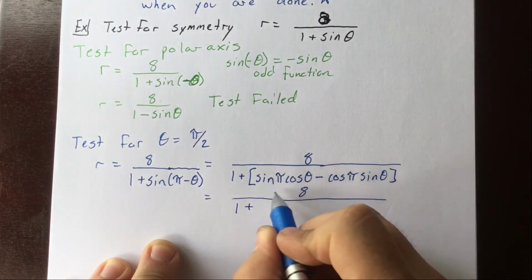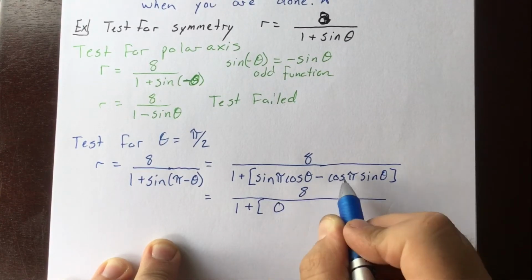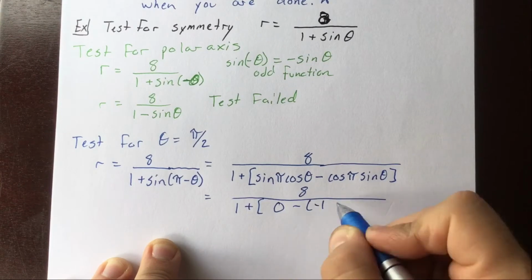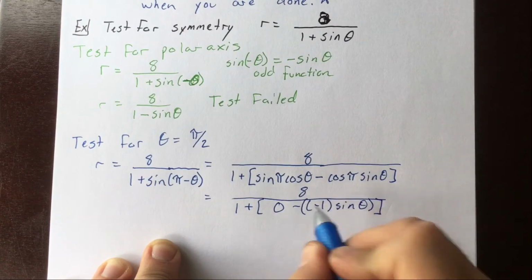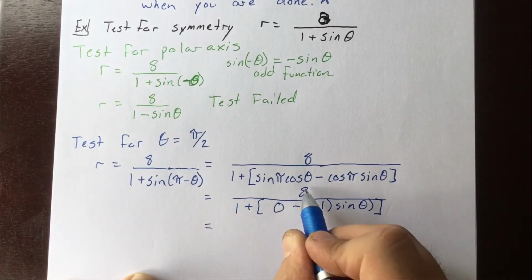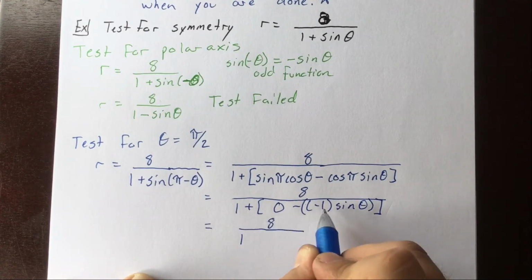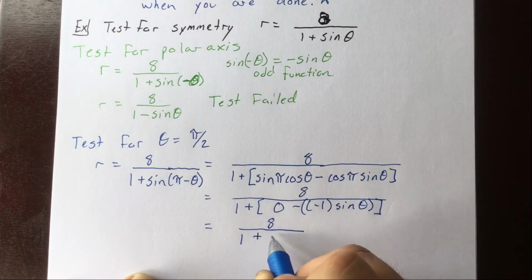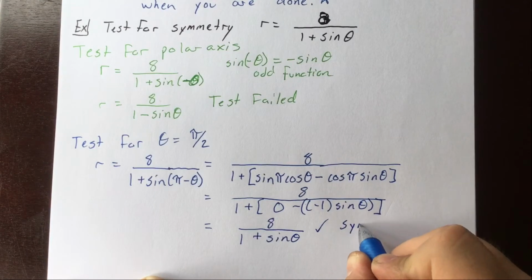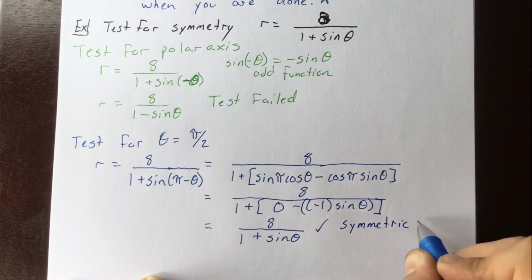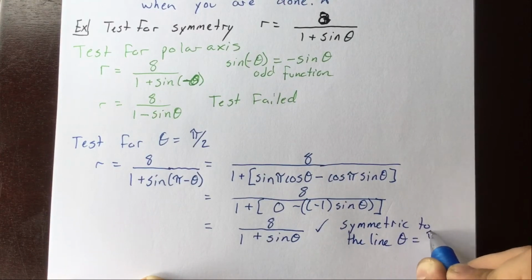1 plus sine of pi is 0, so 0 times cosine 0. And then cosine of pi is negative 1 times sine theta. Okay, so that would make it 8 over 1 plus sine theta. Yes, so we can say this is symmetric to the line theta equals pi over 2.